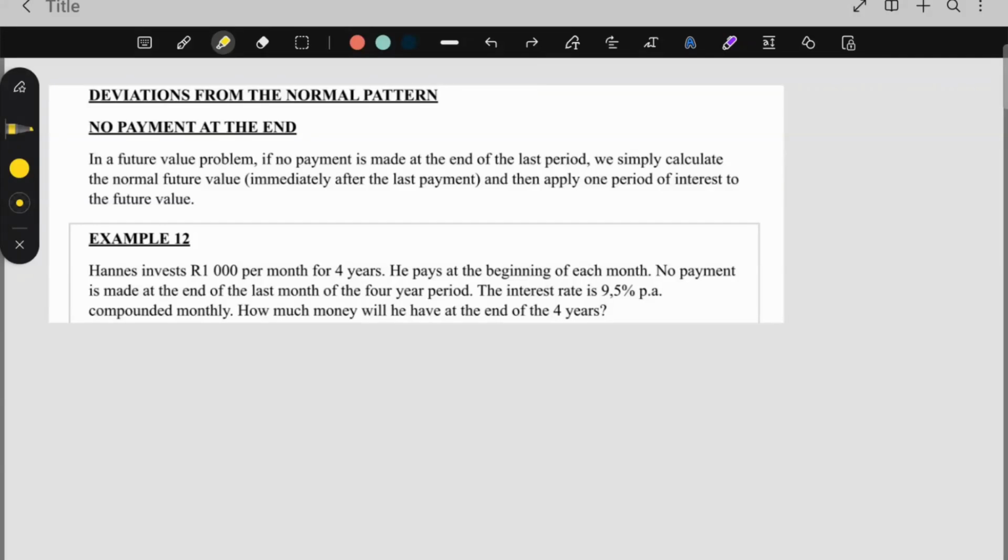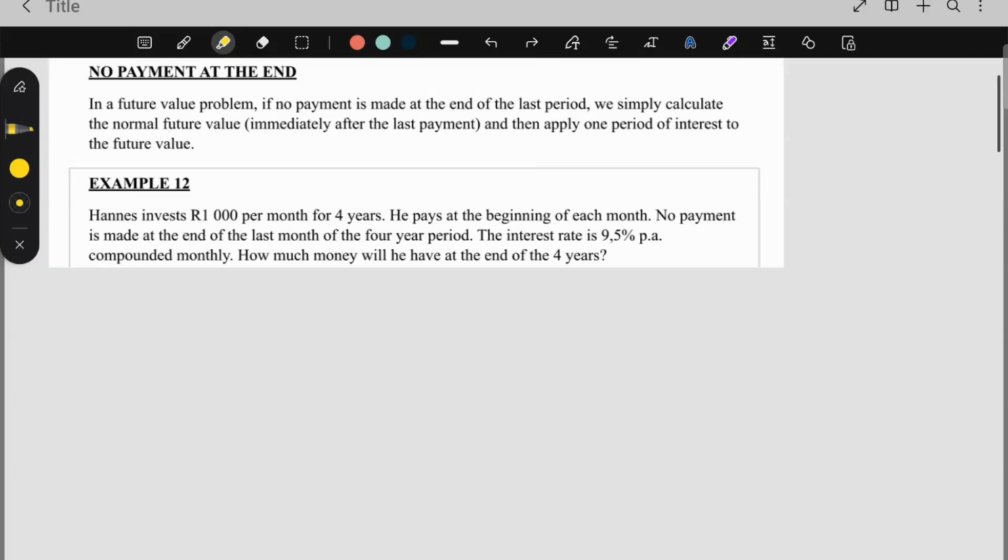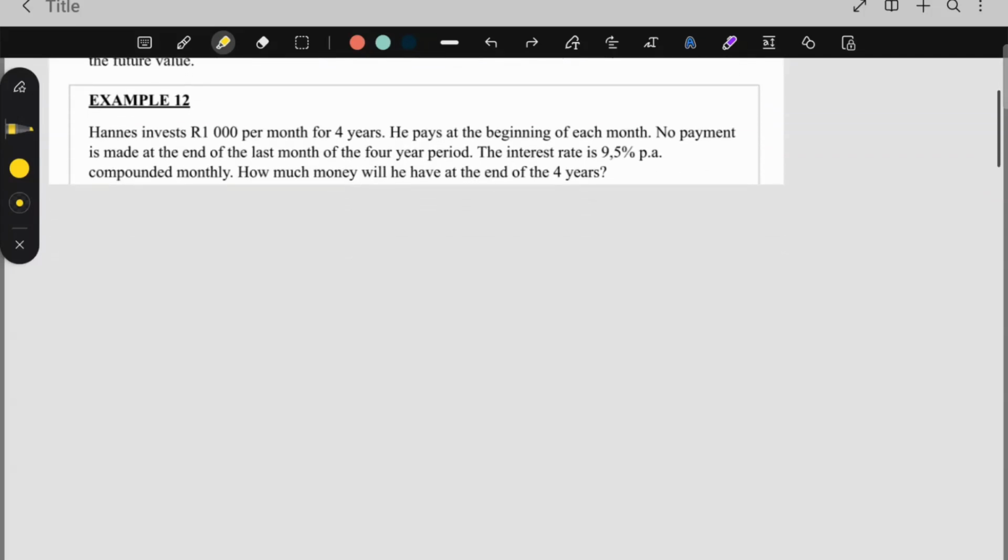Hi, grade 12. So we are still busy with the F formula, but in this example, our last payment is not at the end of our savings period. So this is a special example. Let's look at example number 12 here.